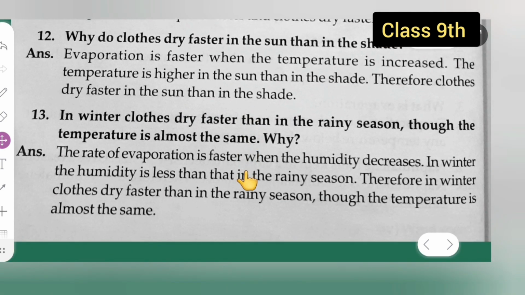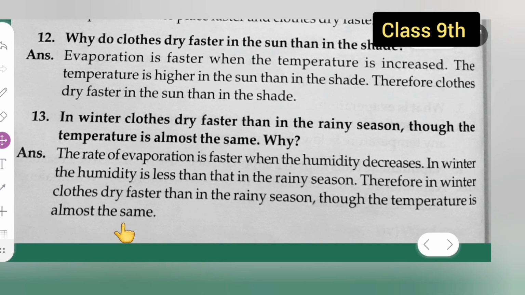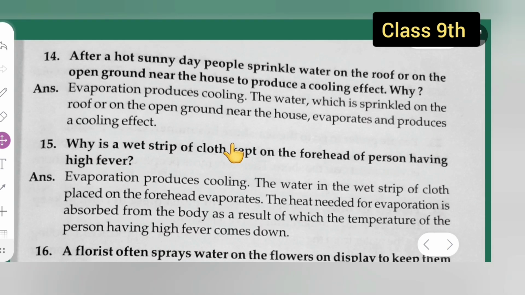Moving towards the next question, that is, in winter clothes dry faster than in the rainy season, though the temperature is almost the same. Why? Answer: the rate of evaporation is faster when the humidity decreases. In winter, the humidity is less than that in the rainy season. Therefore, in winter, clothes dry faster than in the rainy season. Okay, you all can take down this question and answer.